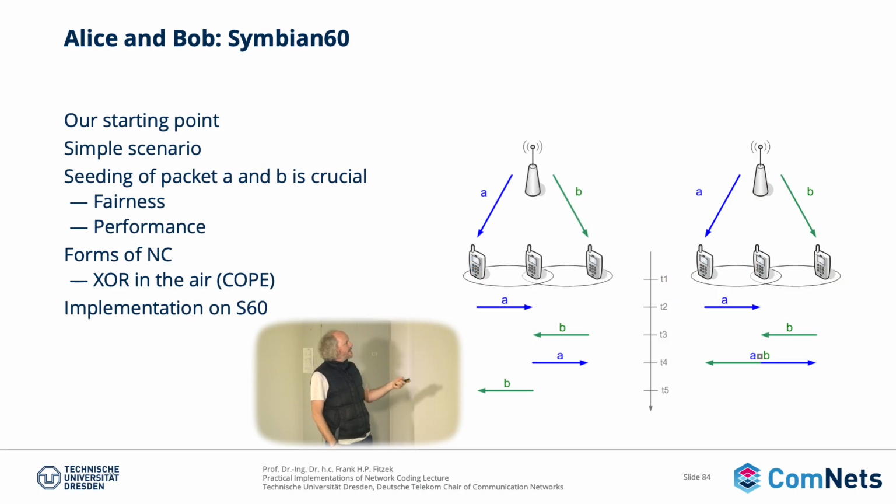And you see here exactly the same stuff, Alice and Bob, but in a different way. The initial packets will come from the base station A, B here, and then they exchange. And here you see on the right the network coding part. And this was, at the same time, there was XOR in the air, a paper by Muriel, very nice. We'll come to that as well. And this has similar ideas. Nevertheless, this was implemented on a Symbian platform.